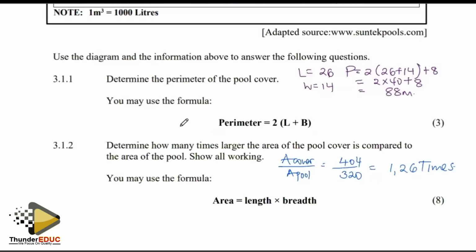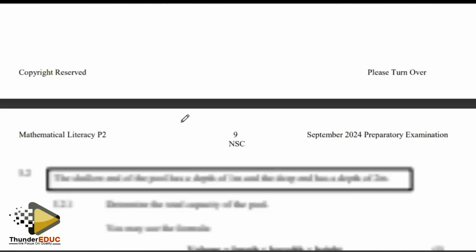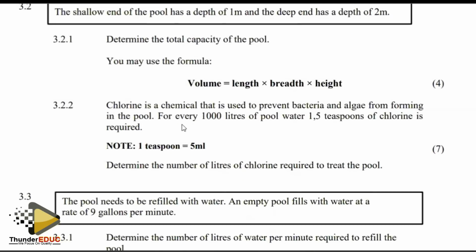All right, we go to the next question. We are done with the volume. Here they're telling you that chlorine is a chemical that's used to prevent bacteria and algae from forming in the swimming pool. For every 1,000 liters of pool water, 1.5 teaspoons of chlorine is required. So they ask, determine the number of liters of chlorine required.